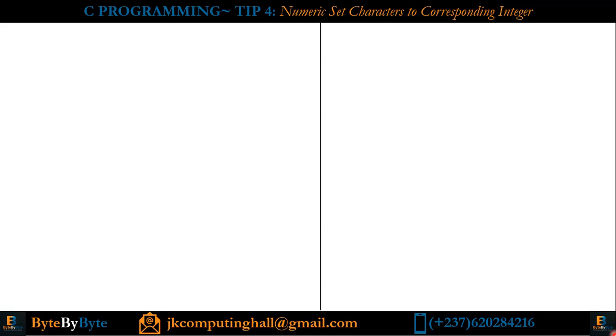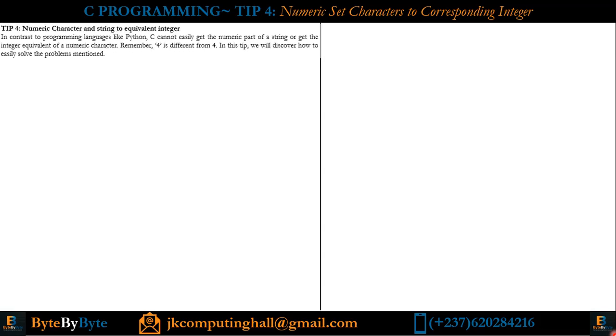It is very easy to do that when it comes to programming languages like Python and Java and others. But when it comes to C, there is no direct method that enables us to do that. So that is why I saw it good to give it to you as a tip. So without wasting so much time, let us look at it. Tip number 4, numeric character and string to equivalent integer.